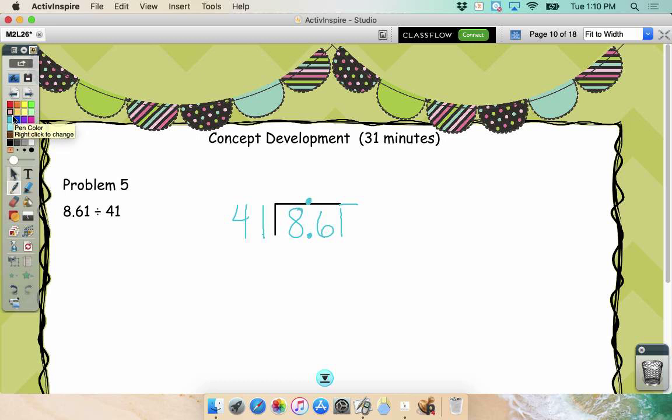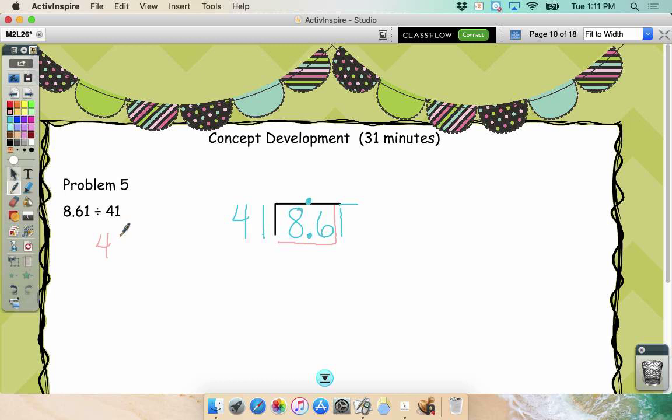I'm going to let them think for a minute. I need to draw a box, don't I? Nellie, where do you think the box should go? It should end at the 6 and then go under. So like that? Yeah. So instead of 8.6, we're going to think of 86. Okay? So how many times do you think 41 will go into 86?